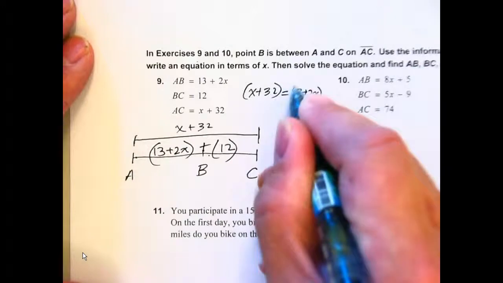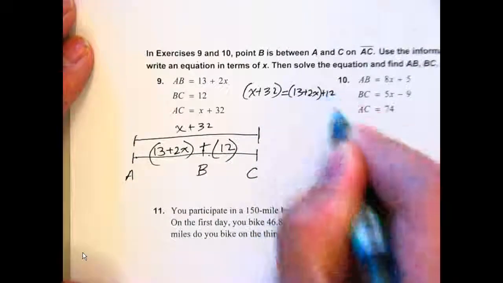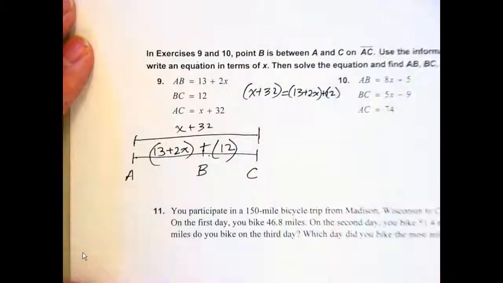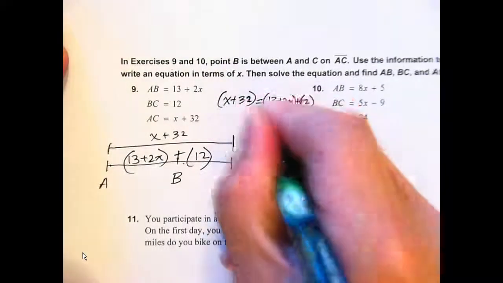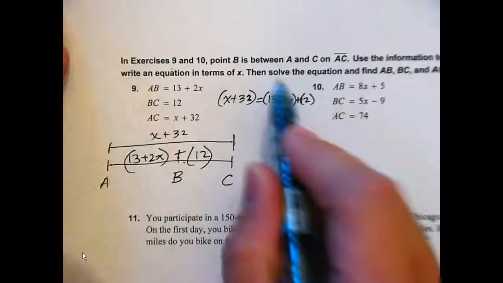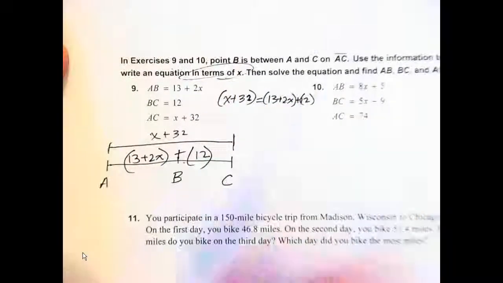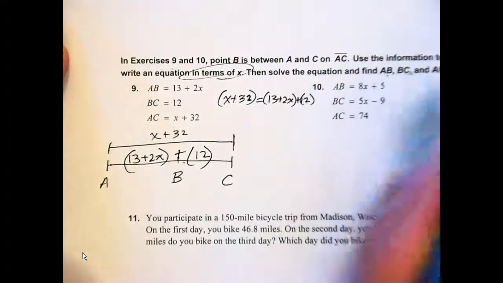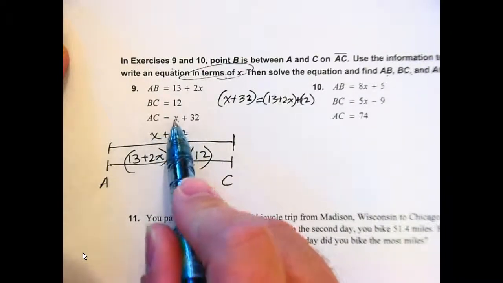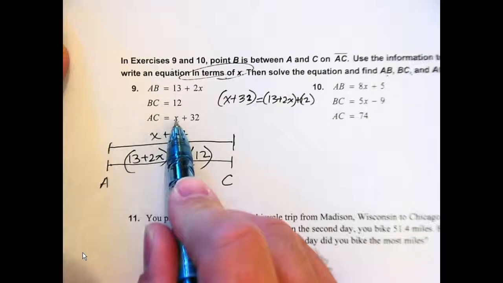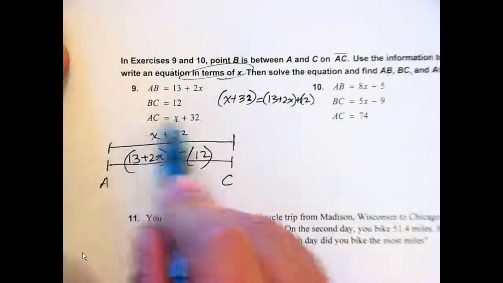Now I'm putting parentheses just to show the different pieces. And then we can solve for x. Once you solve for x, then you have to find AB and BC. So if x equals 5, which I don't know if it does, if x equals 5, we'd have to put 5 in for x here and find that AC is 37.